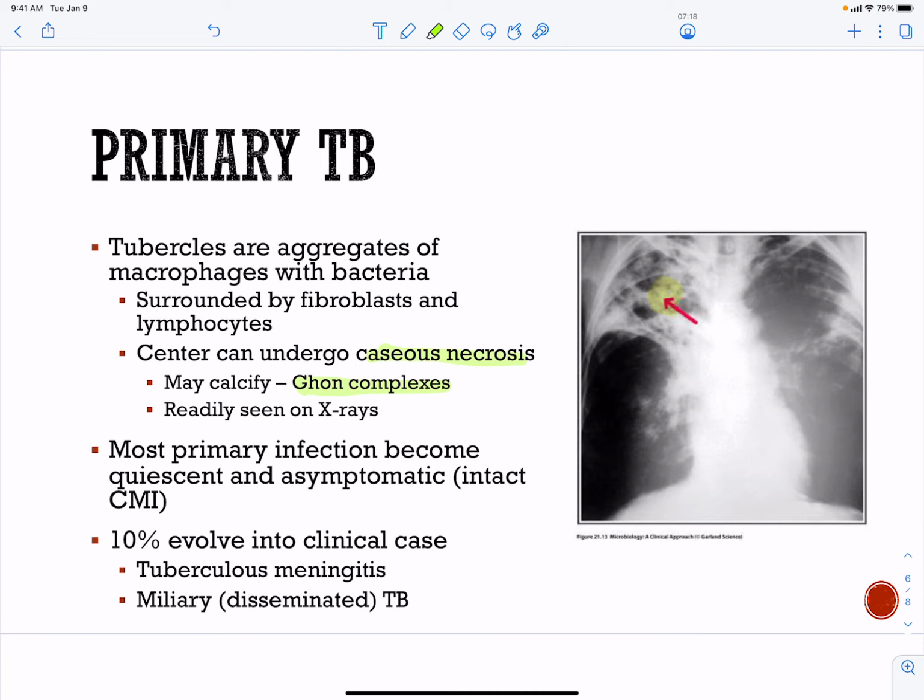Now again, only about 10% will evolve into a clinical case. You can have a tuberculosis meningitis or a miliary disseminated tuberculosis.